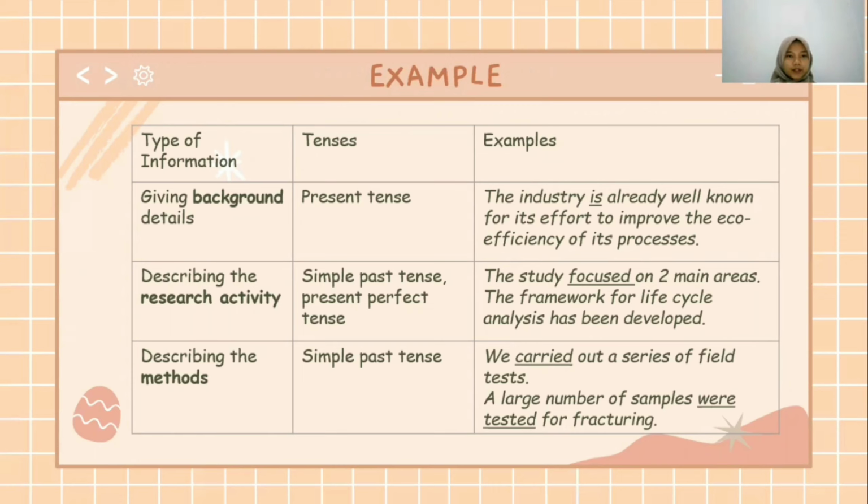When describing the method, use simple past tense. For example, we carried out a series of field tests. In the bottom line, the verb is carried out. A large number of samples were tested for fracturing. In the bottom line, the verb is were tested.